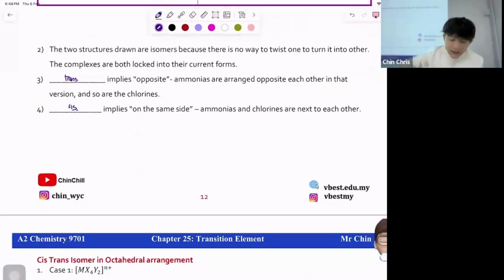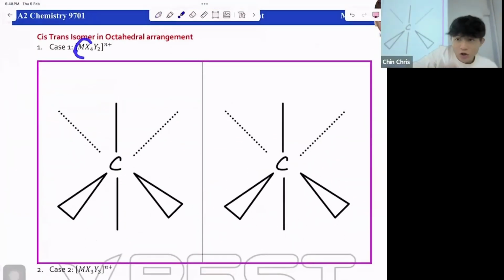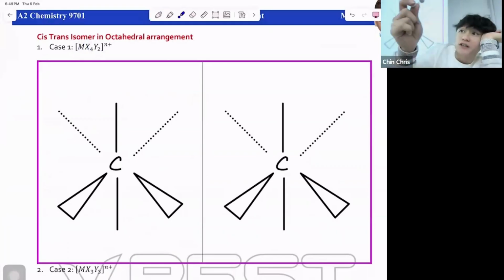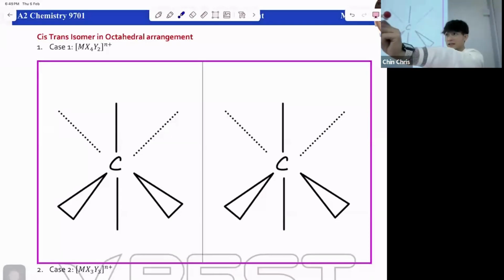Okay, so guys, now let's say you have a general formula. Again, this is not in the syllabus. This is how I summarize it for you. Central metal ion, 4 ligand A, 2 ligand B. So it's basically the same thing here: 4 white color, 2 red color. So guys, how do you arrange it? Let's look at the 2 red color. Are they 90 degree or 180 degree now? 180 degree, right? No matter how I turn or flip it, they are always in 180 degree.